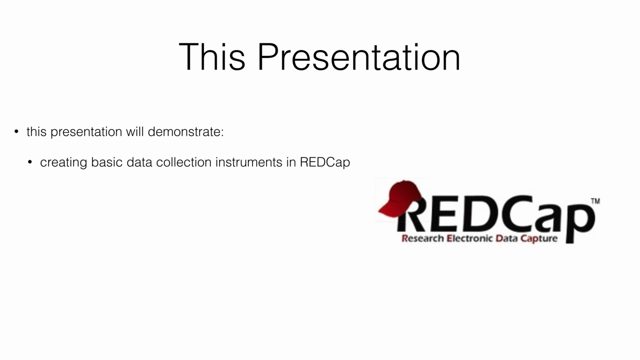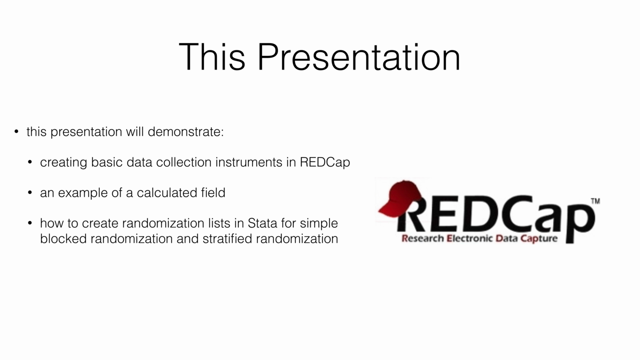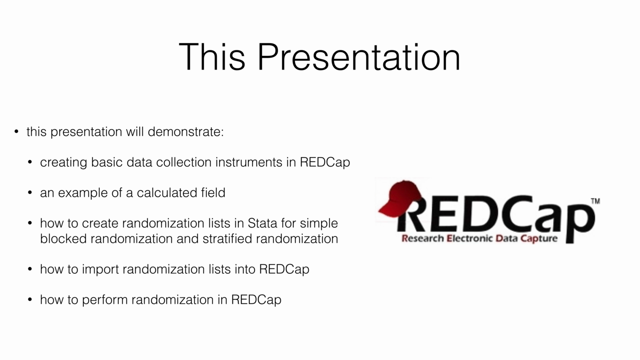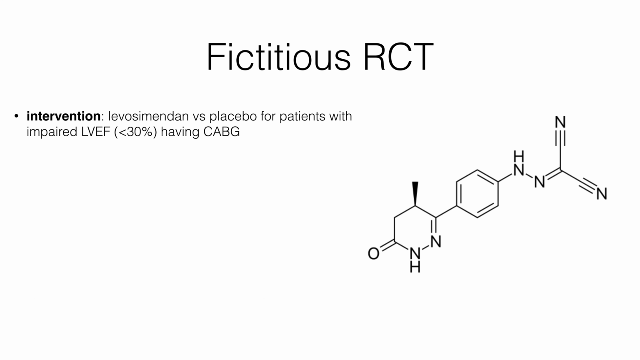So this presentation will demonstrate how to create basic data collection instruments in REDCap. It'll show an example of a calculated field. It will show you how to create randomization lists in Stata for simple blocked randomization as well as stratified randomization. It will show you how to import these randomization lists that you have generated into REDCap, and finally how to perform the randomization within REDCap.